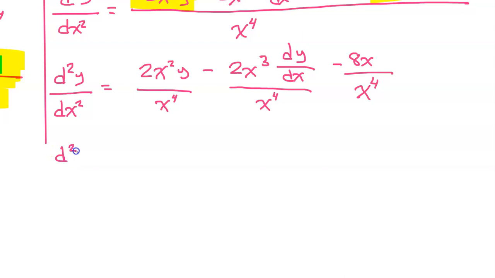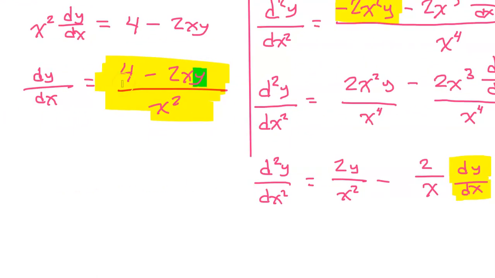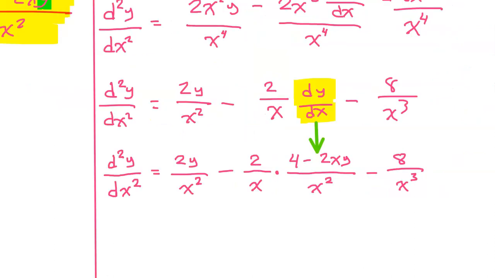So I have the second derivative is equal to 2y over x squared minus 2 over x dy dx minus 8 over x to the third power. So now it's time to do that substitution I was mentioning. I'm going to replace dy dx with this fraction. So bam, I replaced dy dx with this fraction.